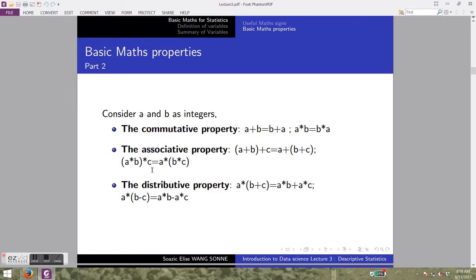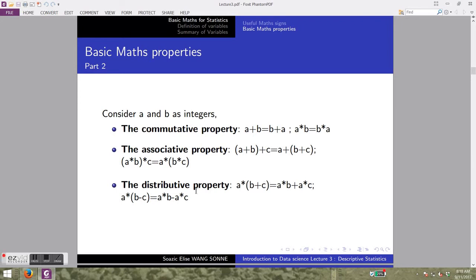I can permute easily. And last but not least is the distributive property. So if I have a times b plus c, remember the priority: the multiplication has the priority over the addition. So I'm starting by multiplying. Then I have a times b plus a times c. So this times this plus this times this.